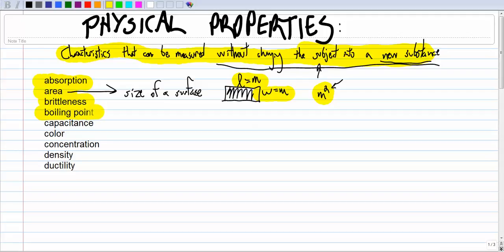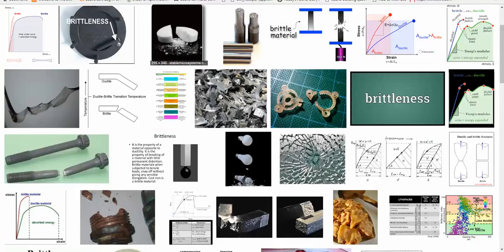Boiling point, very useful in this class. That's the temperature where something goes from a liquid to a gas. So I'm going to write: temperature where liquid goes to gas. That's the boiling point. For water, it's 100 degrees Celsius. Different chemicals have different boiling points.